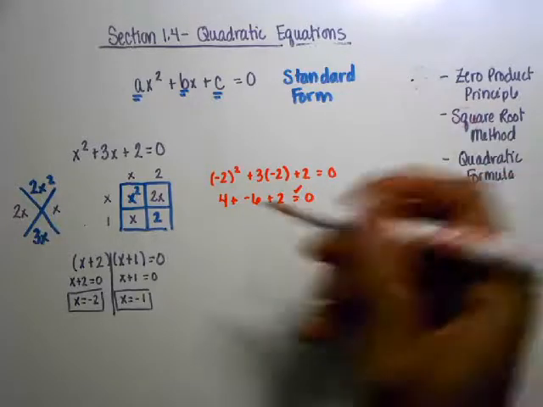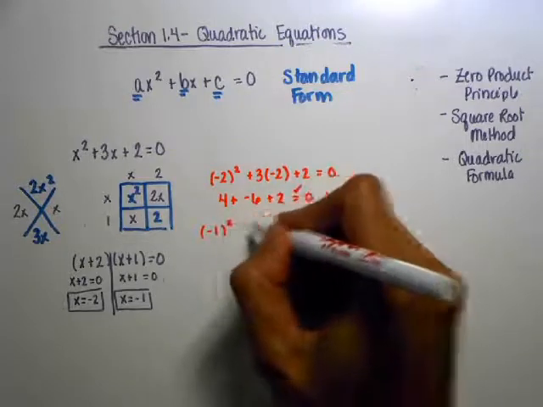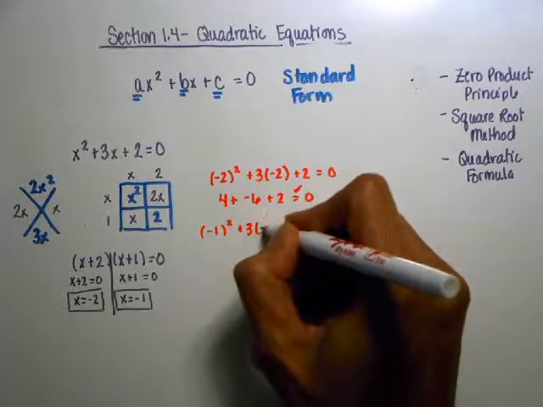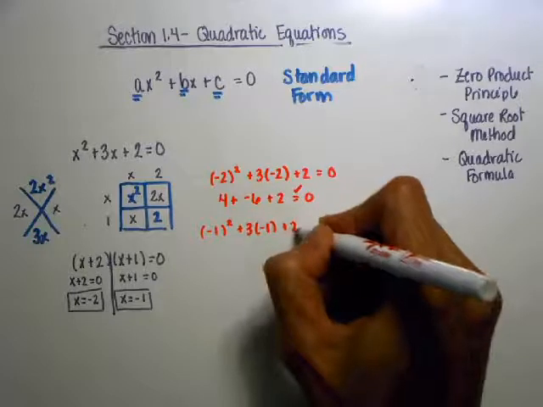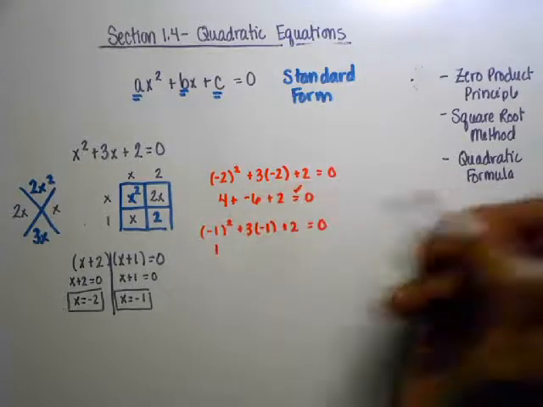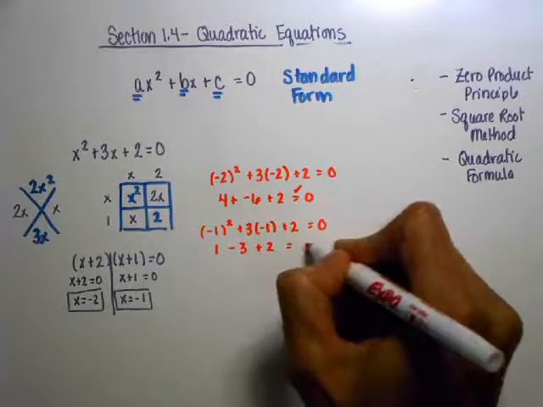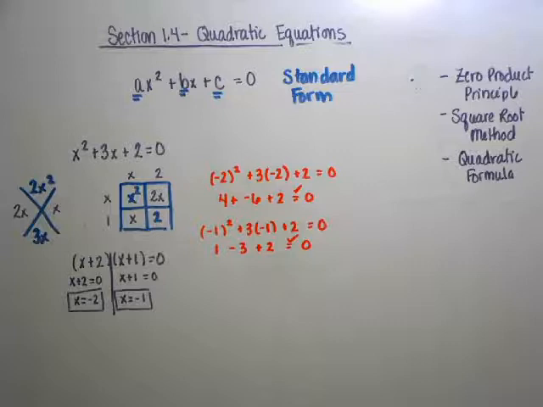Likewise, I could do the same thing with negative 1. So negative 1, the quantity squared, plus 3 times negative 1 plus 2 is equal to 0. Negative 1 squared is 1, minus 3 plus 2 does in fact give us 0. And those are the only two numbers in the entire world that would make this true.